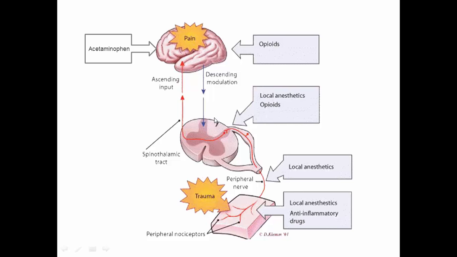So just to recap. Down in the periphery, by our pain receptors, local anesthetics can work here, as can our anti-inflammatory drugs. Local anesthetics can work on peripheral nerves or in the spinal cord. Opioids work in the brain and in the spinal cord, and acetaminophen we know works in the brain.